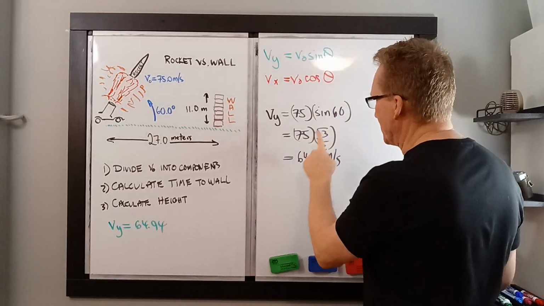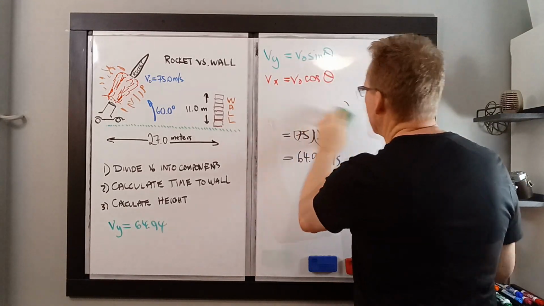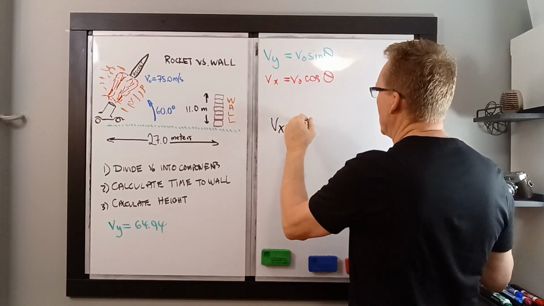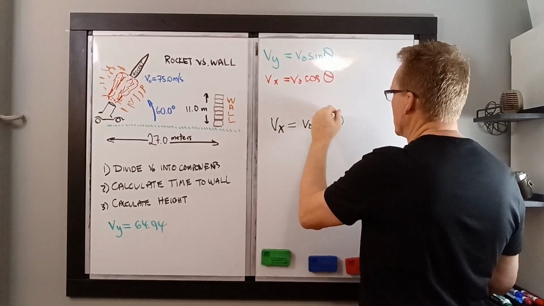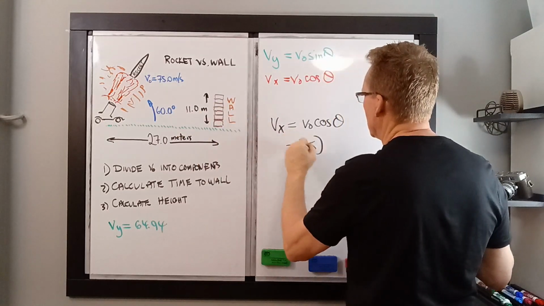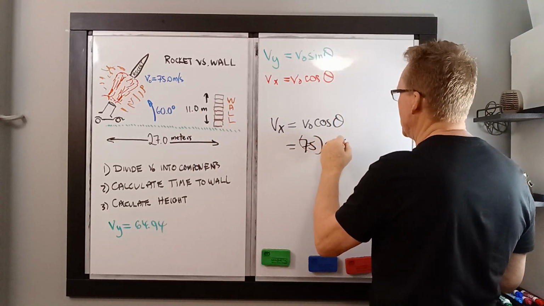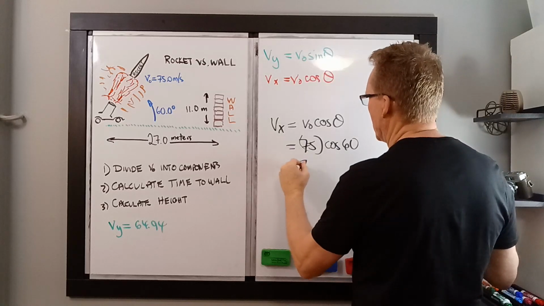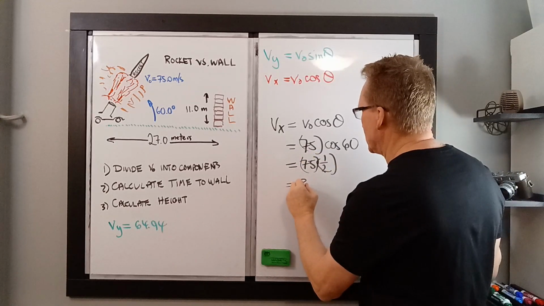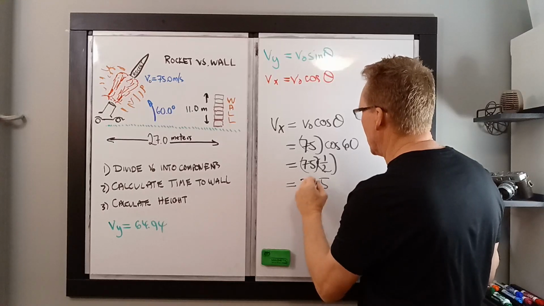Now we'll do the same thing by calculating Vx. So Vx is equal to V0 cosine theta. This one is 75, and we want the cosine of 60. Cosine of 60 is 1/2. So this times 1/2, I calculated it to be 37.5.